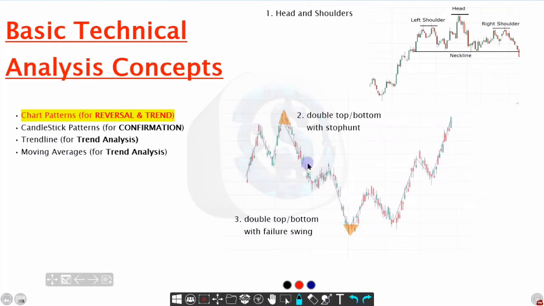Okay. So the next one we have here is the double top and bottom with stop ons. Now this one right here is also very significant. It's just a simple formation. It looks like the M, but the right top is a little bit higher than the first one, than the left one. Okay, so just exactly this picture we have here, you can see that this top was higher than this one right here.